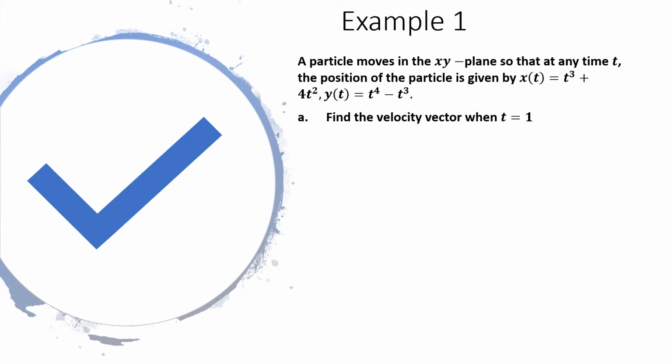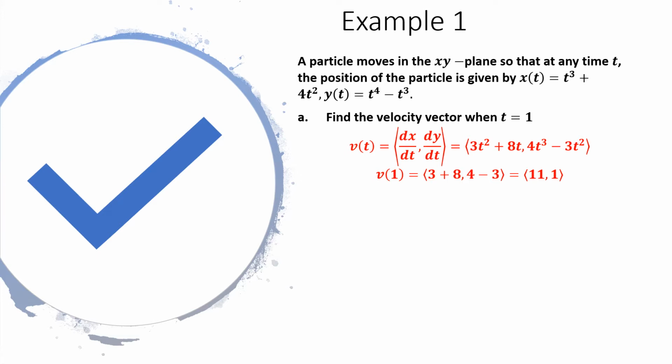Alright, so we have a particle that moves in the xy plane, so that at any time t, the position of the particle is given by x of t equals t cubed plus 4t squared, and y of t is t to the 4th minus t cubed. It says find the velocity vector at t equals 1. So remember, to find your velocity vector, you have to take the derivative of each piece. So our velocity vector is dx/dt and then dy/dt. Well, dx/dt is 3t squared plus 8t, and dy/dt is 4t cubed minus 3t squared. Notice I'm using the triangle brackets to show that this is a vector in its component form.